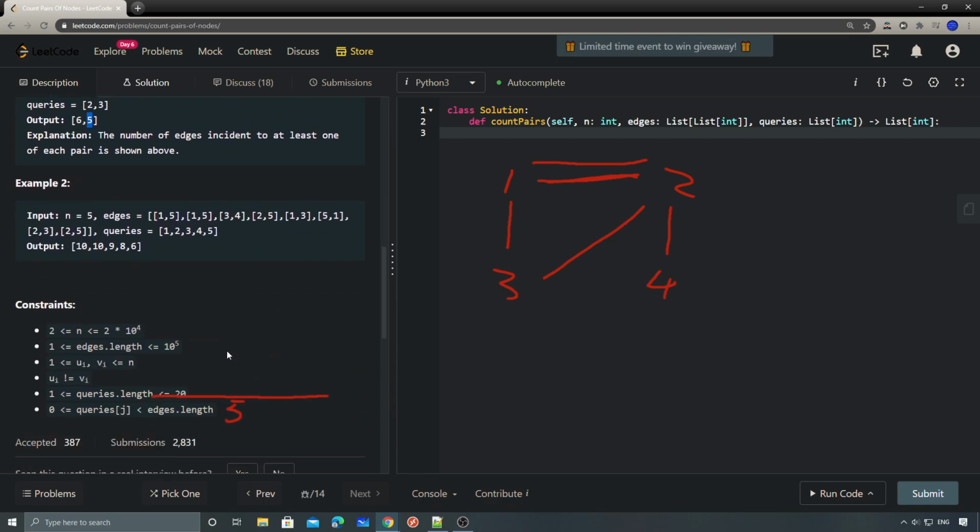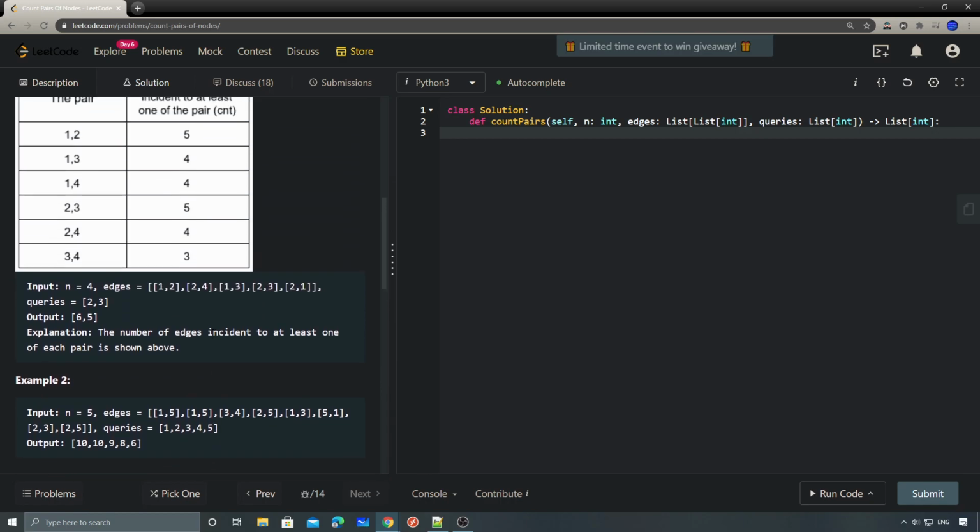And then the constraints here. The number of queries is pretty small, so we can just simply ignore this. Only 20 queries, but the edges and the nodes are up to 10 to the power of 5.